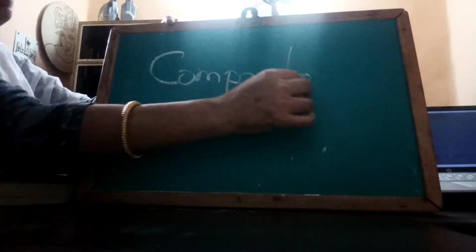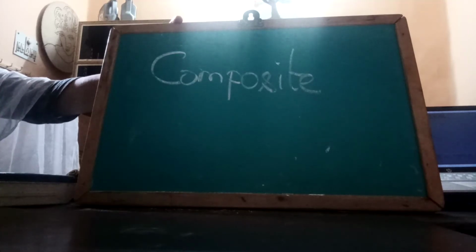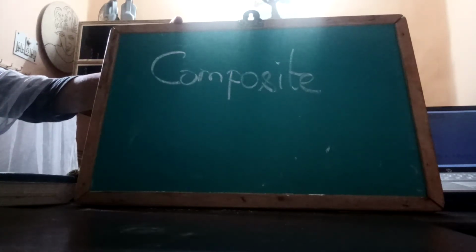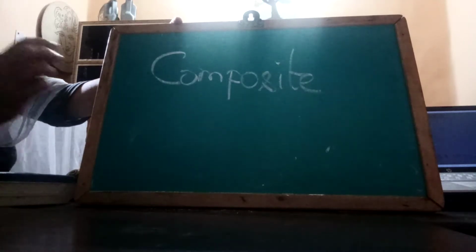Now let's go to composite numbers. Composite numbers are those numbers which are divisible by 1, itself and any other number. It can be divisible by 3 numbers, it can be divisible by 4 numbers, it can be divisible by 5 numbers, but it has got more than 2 factors. That means it is divisible by itself, by 1 and any other number.